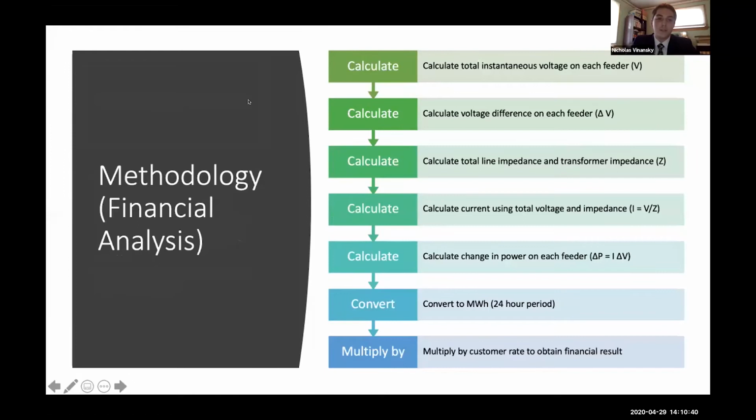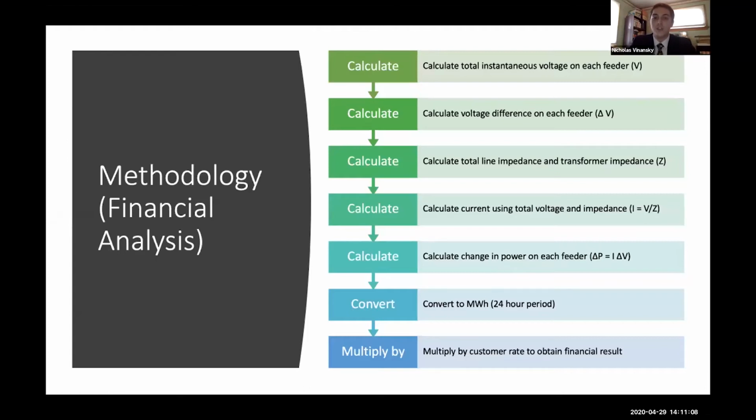From here, I'm going to move on to the methodology used for the financial analysis portion of the project. So I was provided data for the same substation that I was referring to for the date of January 30th, 2020, and the date of March 27th, 2020. The January data involved the LVM process, and the March data did not involve the LVM process.